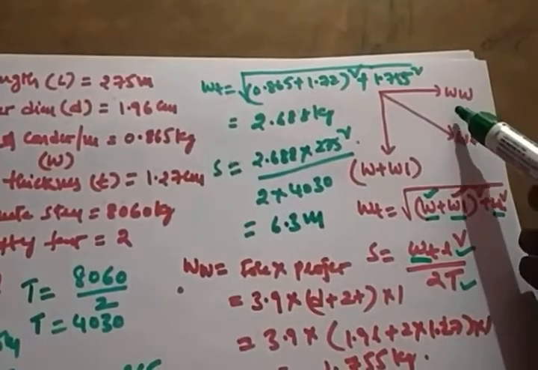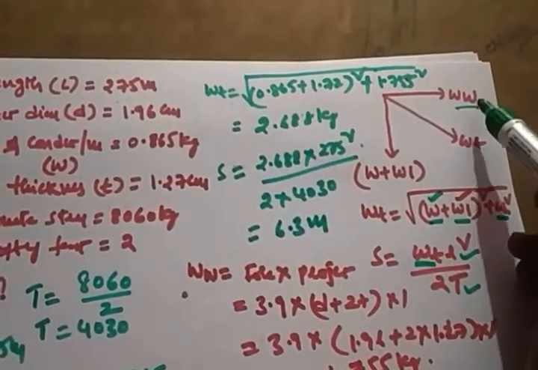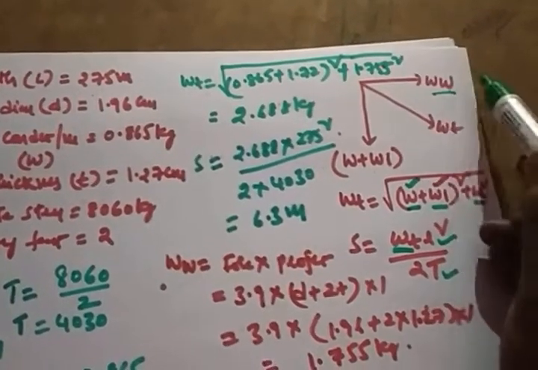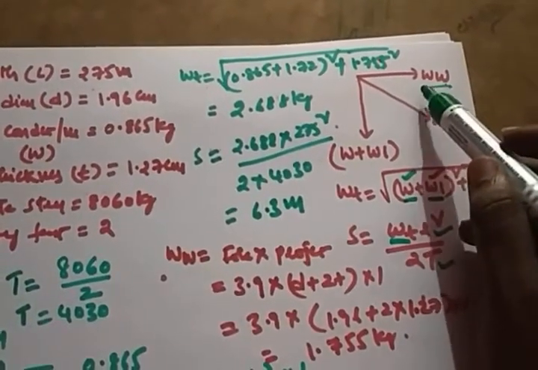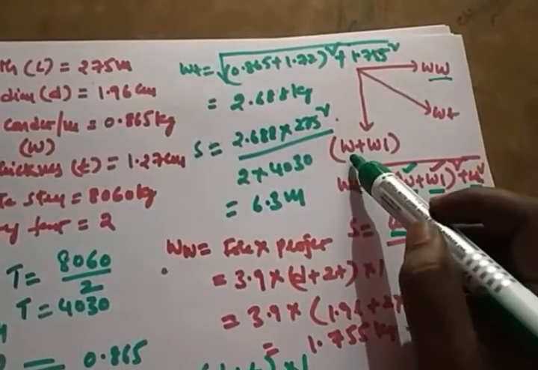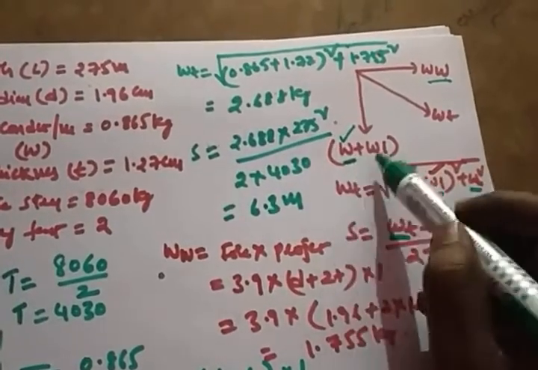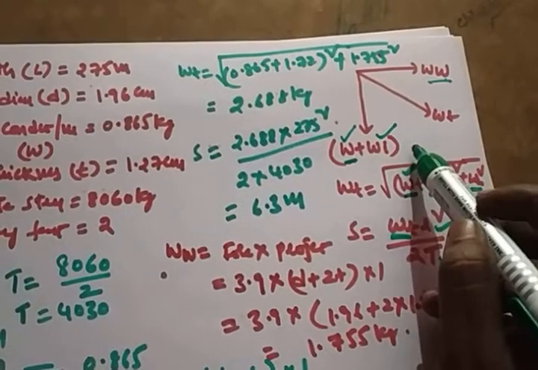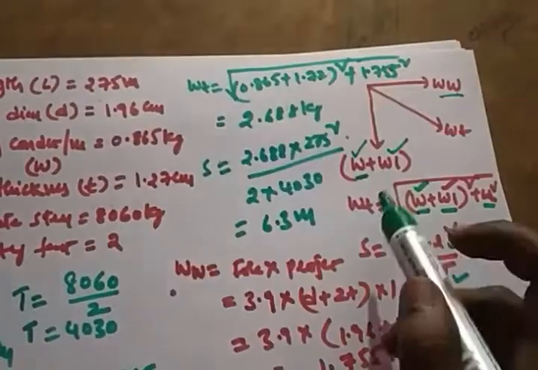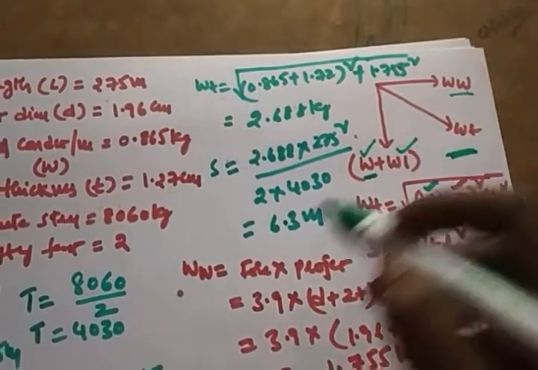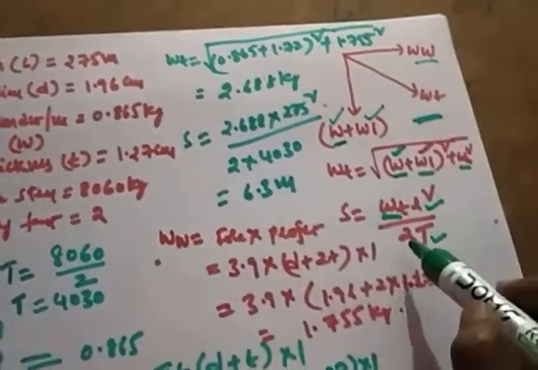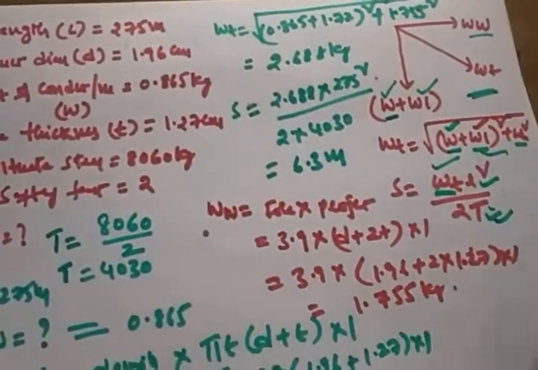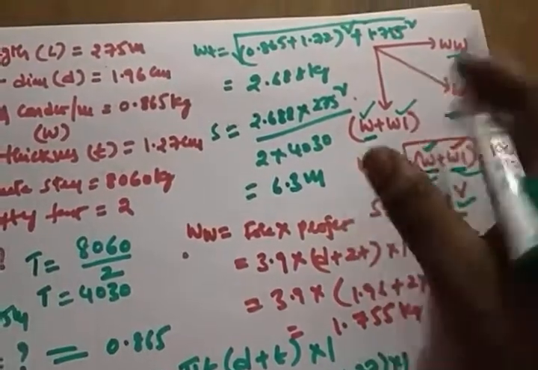For wind force, you have to calculate WW. The formula is force into projected area, that means force into (d plus 2t). WW is directly given. You have to find out Wi. What is the formula? Density into pi into t into (d plus t). All the formulas we have described. From that you have to calculate WT. Substitute, and you know the WT and the L value. From this you will get the tension value. Substitute here, you will get the sag value.